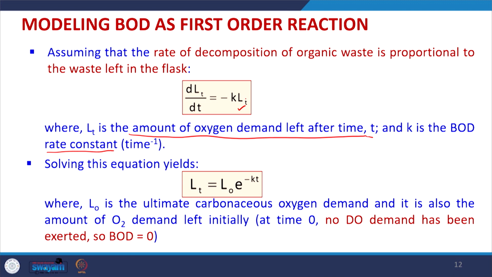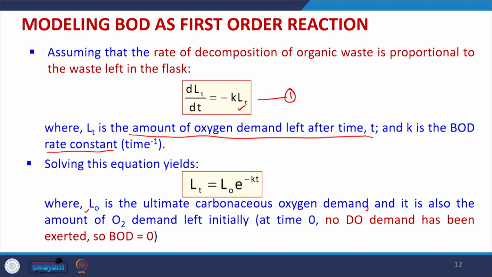Now, if we try to solve this equation, we assume that at time t equal to 0, the amount of oxygen demand is L0, the ultimate carbonaceous oxygen demand, and so we can find out the L0 value. So, integrating this particular equation 1 with respect to the condition that L0 is the ultimate carbonaceous oxygen demand, or the oxygen demand at time t equal to 0.